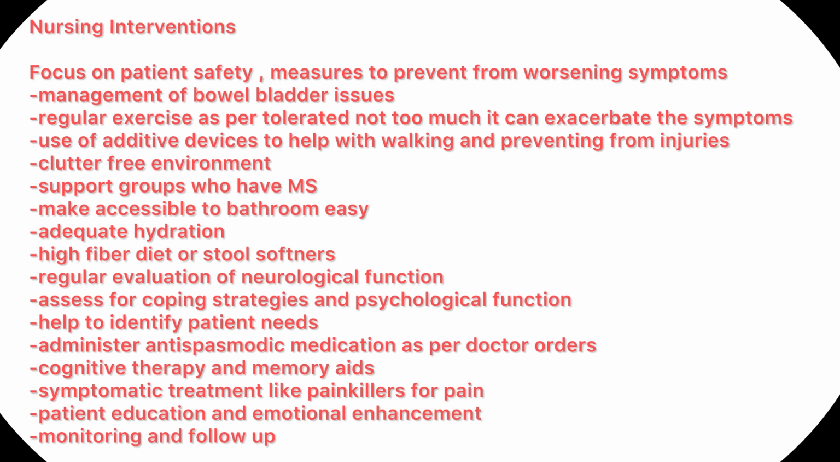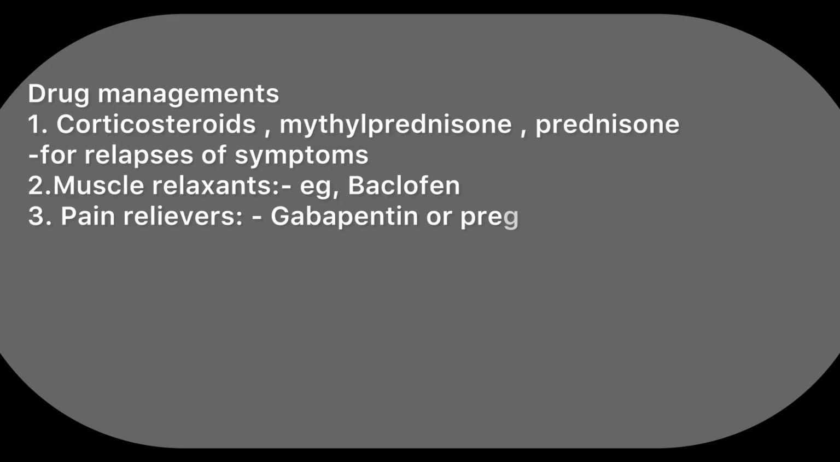We can provide support groups with others who have MS. Make accessibility to the bathroom easy due to overactive bladder or problems with retaining urine. Provide plenty of fluids to prevent stasis of urine and to keep it from becoming too concentrated. Give a high fiber diet or stool softeners in case of constipation. As patients have neurological problems, we need regular evaluation of neurological function, and we assess coping strategies and psychological function. We need to provide adequate psychological support plus family education, and help to identify the patient's needs and fulfill them. Okay, let's go on to medications.